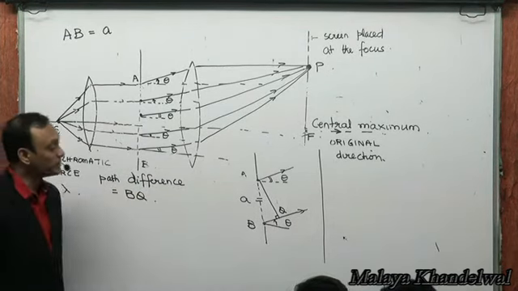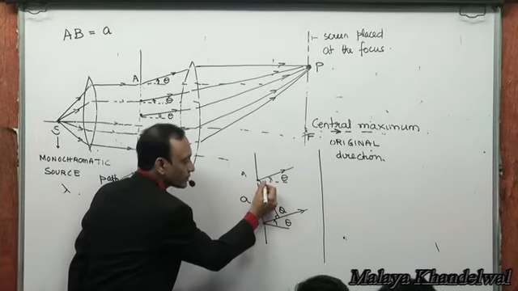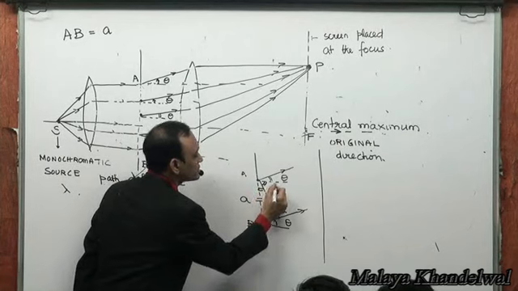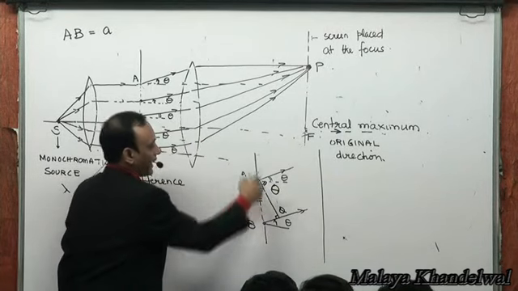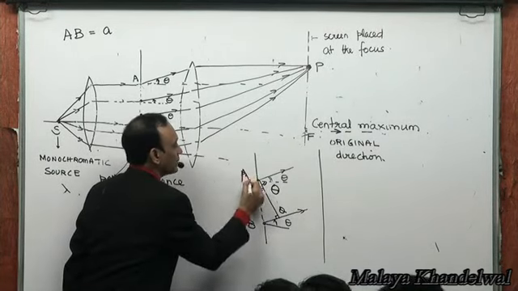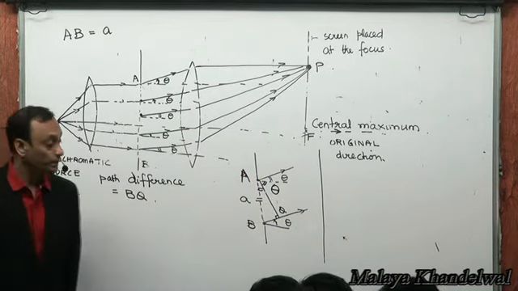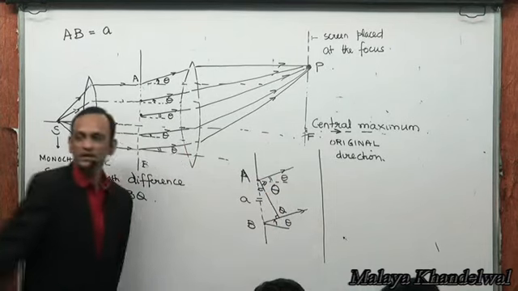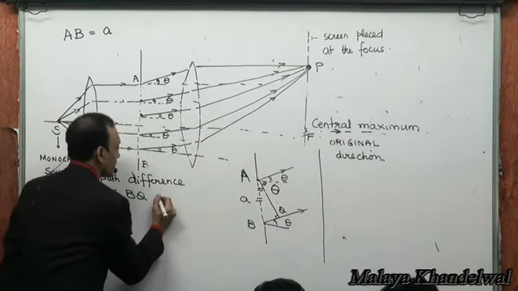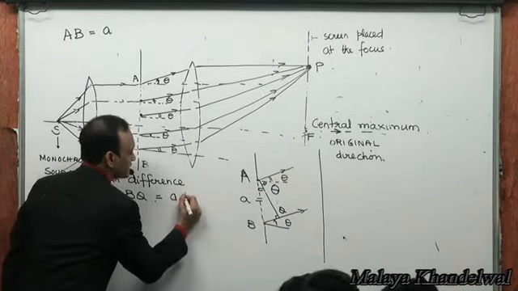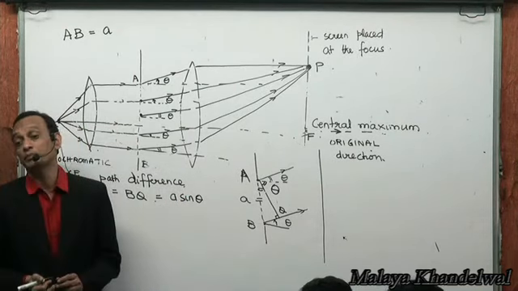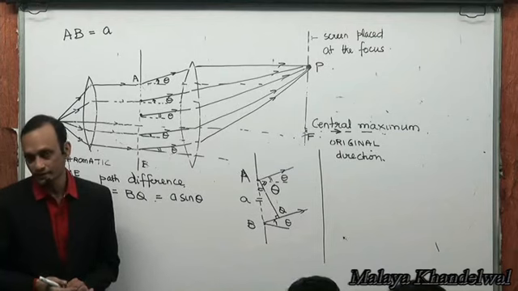Is going to be given by BQ. Now, this is theta. This is 90 minus theta very clearly, and like before, this is theta. Angle BAQ is theta. Very clearly, BQ is A sin theta, as you can see. So the path difference is A sin theta, where A is the aperture width, right?